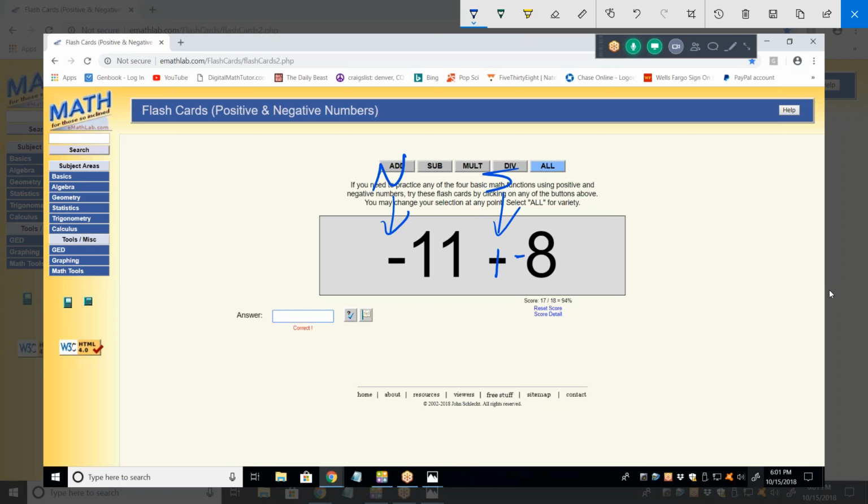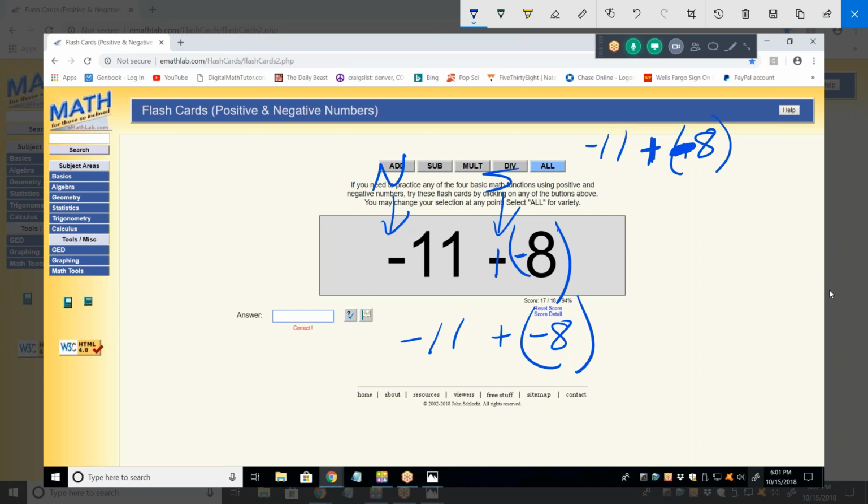8. I have to change that because that was actually a positive 8. In other words, when I was doing this, that 8 had a positive sign on it. Okay? That was the same as that. Exactly. But the moment I changed that to an addition, then I got to change that to a minus. And now if I said, what's a minus 11 plus minus 8? Negative 19. That's how you do it.